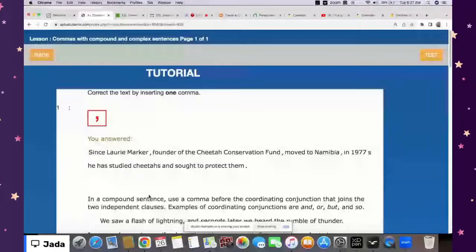Okay, so the first one says: "Since Laurie Marker, founder of the Cheetah Conservation Fund, moved to Namibia in 1977, he has studied cheetahs and sought to protect them." We need to correct the text by inserting one comma. So now you're going to look at this one and figure it out. What is missing in this sentence?